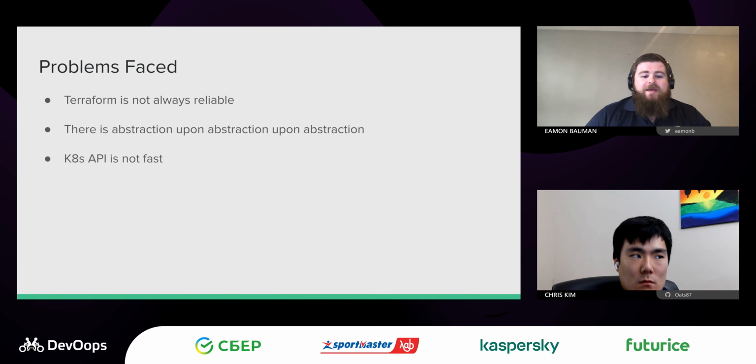The Kubernetes API is not fast. It is slow, and that's okay when you're using it for regular Kubernetes interactions.